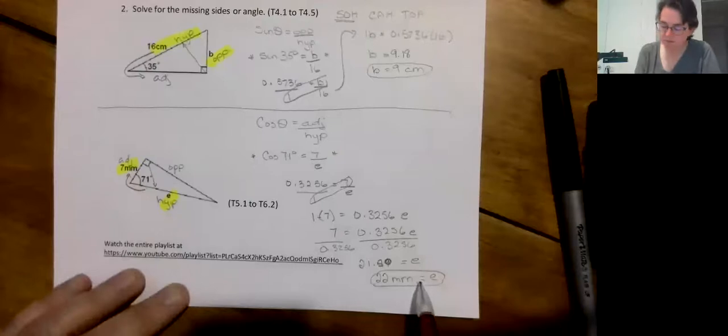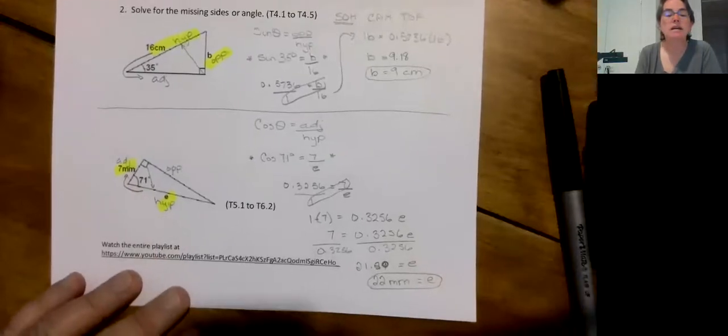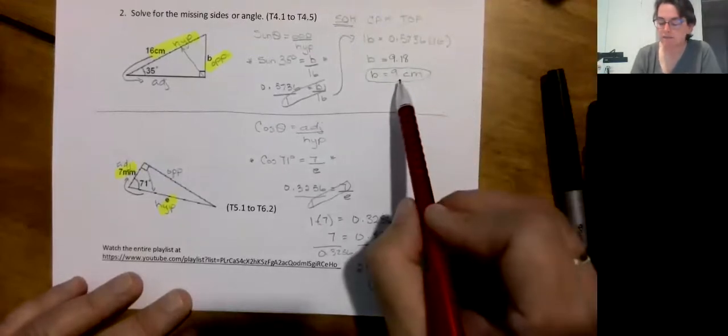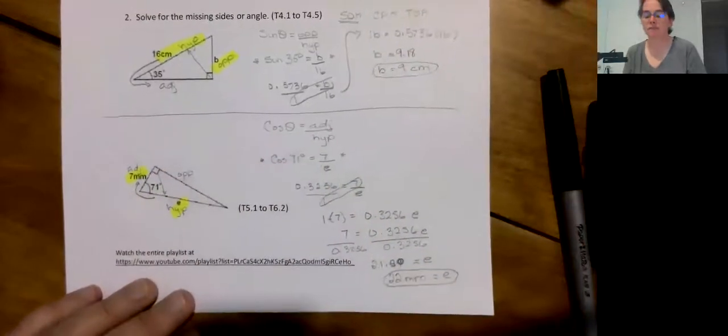And that is a reasonable choice because it's a hypotenuse, and the hypotenuse is always the longest side. Actually, I should have said that here too. The 9 centimeters is reasonable because 16, the hypotenuse, has got to be the longest side.